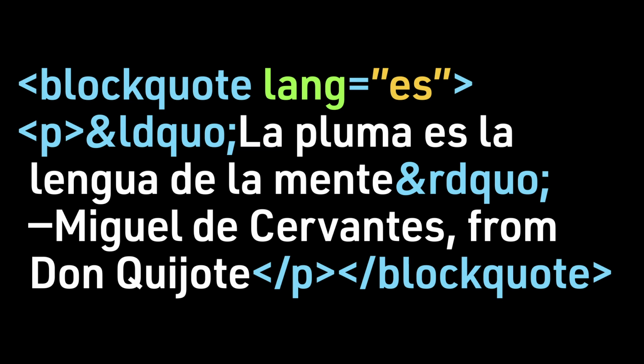In this example, the language is set to ES or Español. Translated, La pluma es la lengua de la mente means the pen is the tongue of the mind. And it's from Miguel de Cervantes' book, Don Quixote.